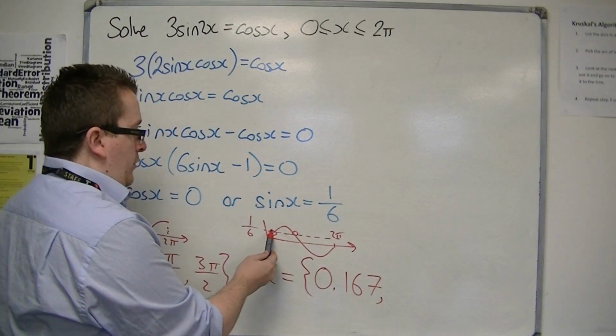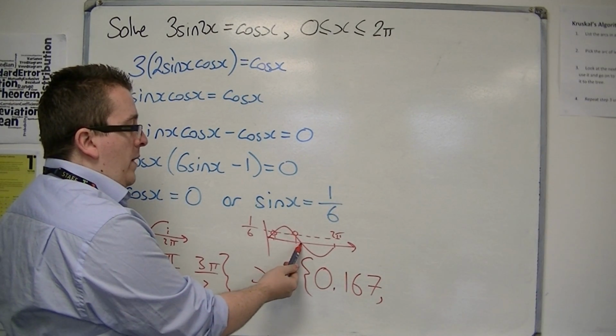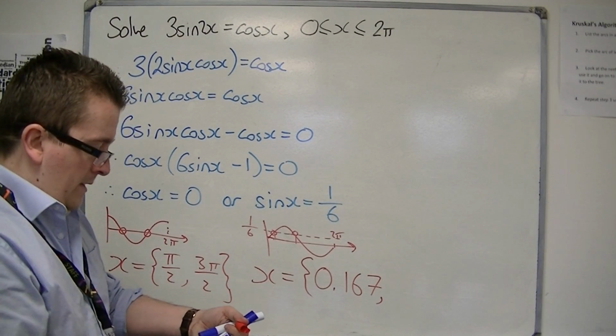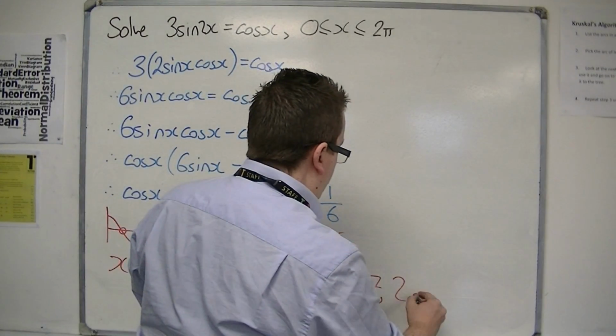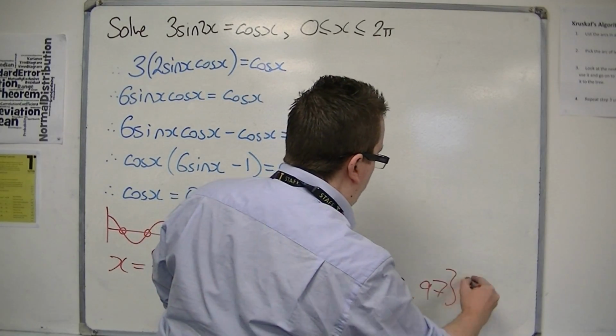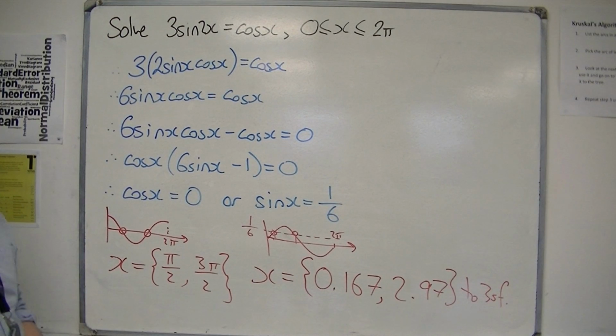So that's that solution there, and the other solution can be found from getting pi and taking away that value. So pi, take away that value, is 2.97 to 3 significant figures. And they are your 4 solutions to this original problem.